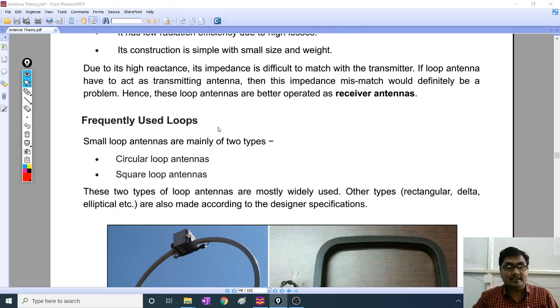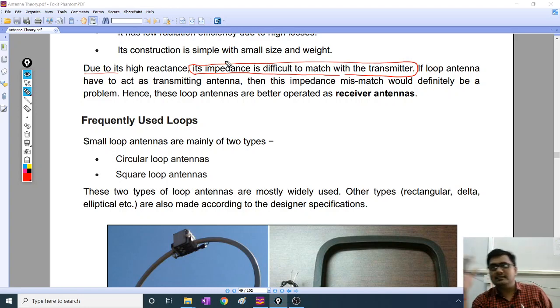Now look at this. Due to its high reactance, its impedance is difficult to match with the transmitter. So that's why we never use it at the end of the transmitter, we connect it at the receiver. Size is very small, so reactance will be large. Reactance always creates a difficulty for impedance matching. That is well known to everyone. So if impedance is not matching, then obviously it is not suitable for the transmitter.